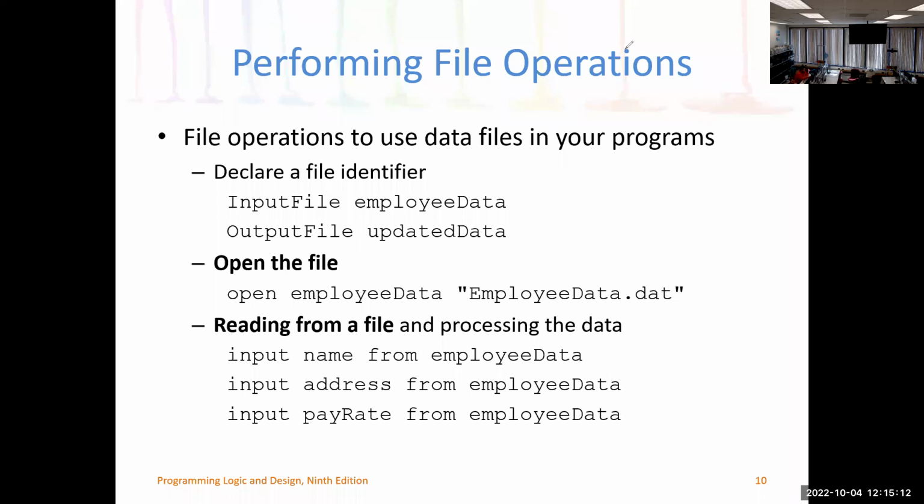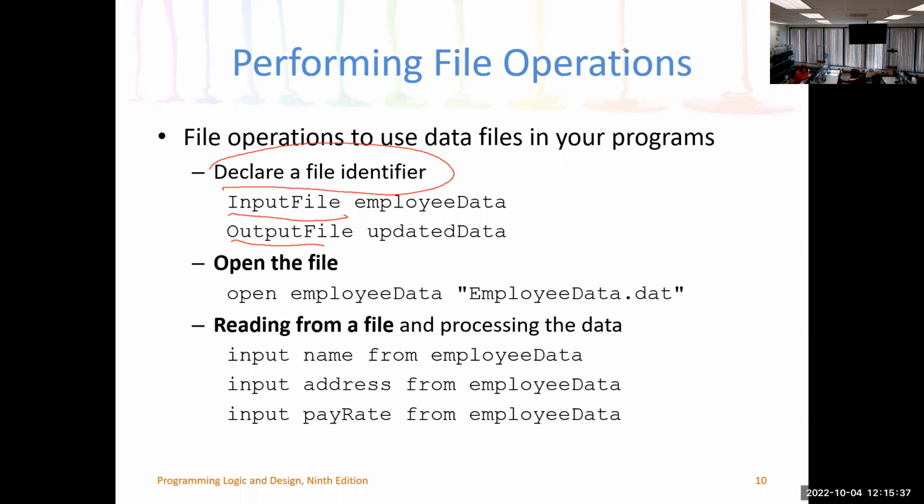Now, performing a file operation. The file operation can use a data file in your program. You have to declare the file identifier. That is very important here. You have an input file and you have an output file. Input file, what does that mean? You want to read it and accept the data. And the output file means you want to write into the file.